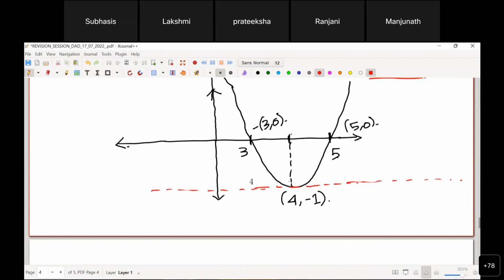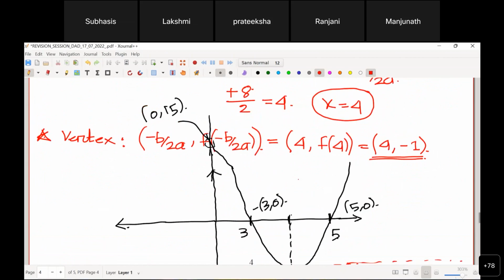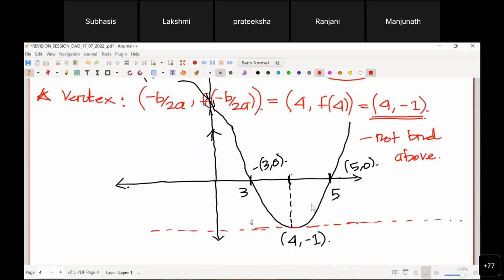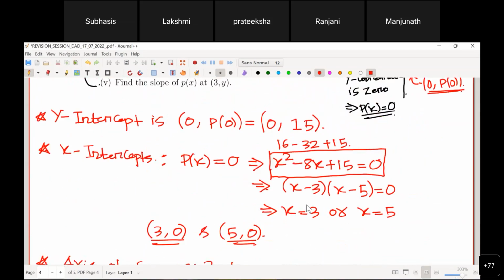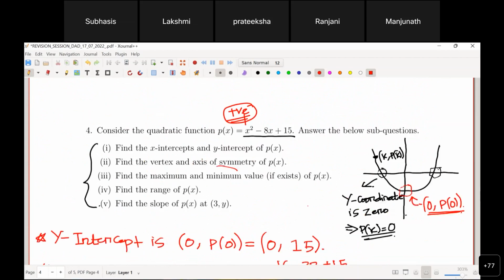Okay, but as you can see, there is no bound for the graph of the function in the positive y direction. That means this function is not bounded above, but the function is bounded below. That's why this function has a minimum value, but this function doesn't have a maximum value.